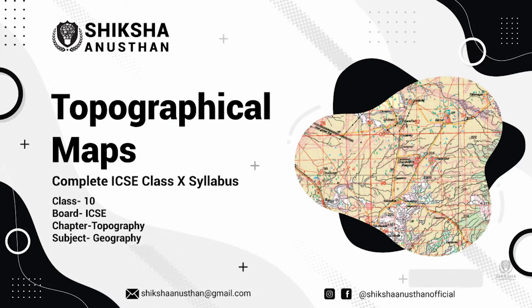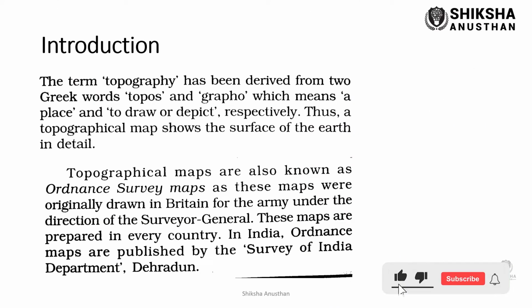In this video, we will be doing topography. The term topography has been derived from two words, topos and grapho, which means to place or to draw an object or depict, respectively. Thus a topographical map shows the surface of the earth in detail. The topographical maps are also known as ordnance survey maps, and these were drawn generally by Britain in the army for the army by the Surveyor General. Every country prepares these maps, and in India, ordnance maps are published by the Survey of India Department.